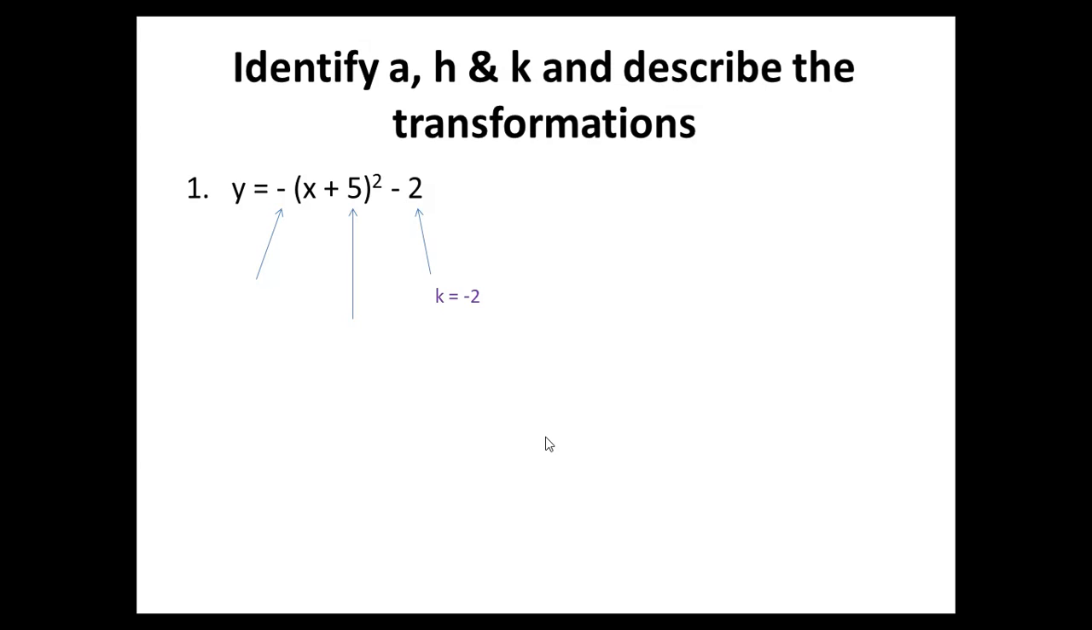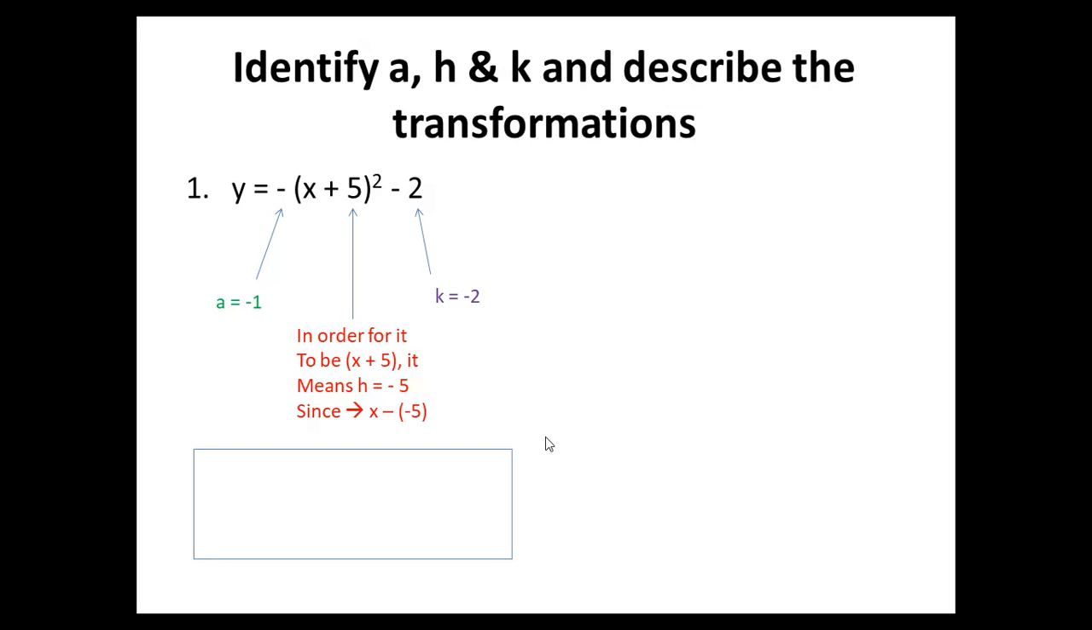Now the next one, a is the number that's being multiplied to the x squared term. In this case, we don't have a number, but there's a negative sign. And when that's the case, there's a 1 that's implied there. So a is equal to negative 1. Now our h, in order for us to get x plus 5, we needed to have an h that's a negative 5 because we would have x minus minus 5 for it to become x plus 5.